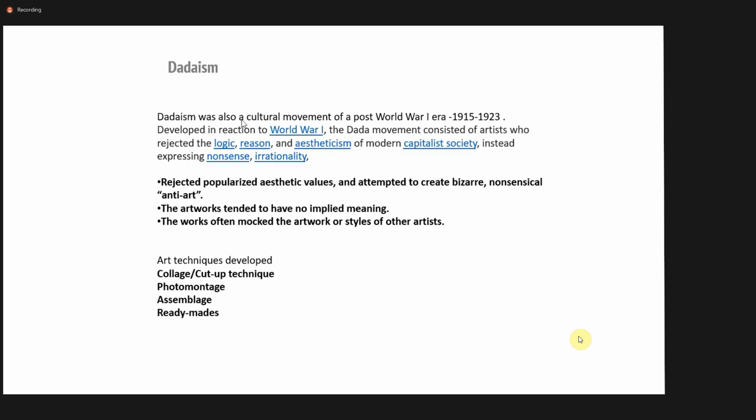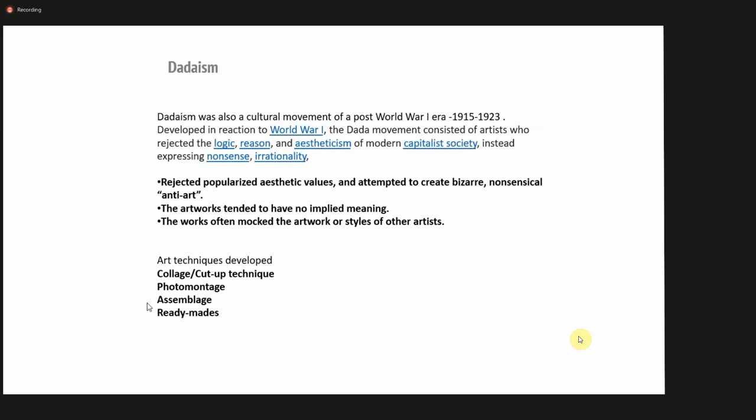And this Dadaism was also a cultural movement of the post-World War I era. Developed in reaction to World War I, the Dada movement consisted of artists who rejected logic, reason, aestheticism, modern capitalist society, instead expressing nonsense, irrationality. That means these have no meaning, there is no idea. That was their rejection. You get that? So art is not responsible for giving reason or logic to the art. That's how Dadaism appeared.